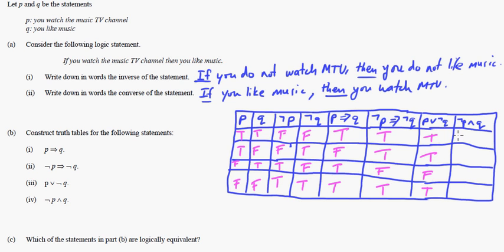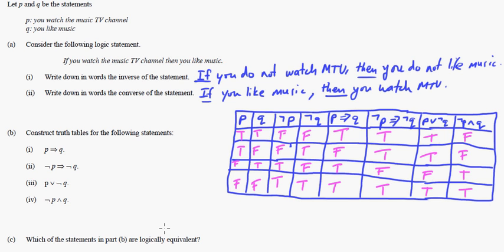And then let's look at, okay, not P and Q. So we're looking at these two right here. So true false is false. False false is false. True true is true. And false true is true. Okay, so we're good there.